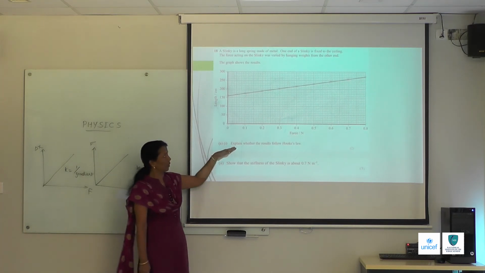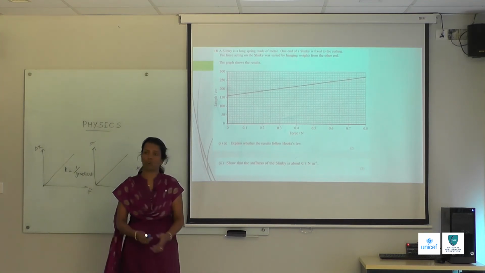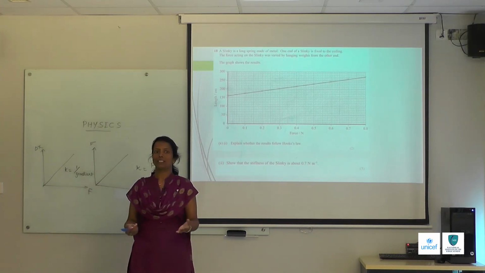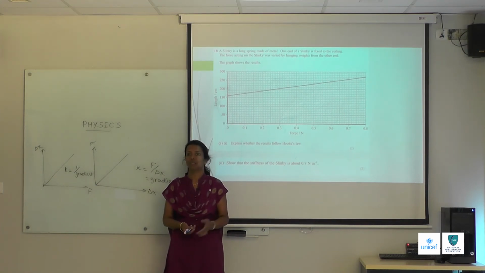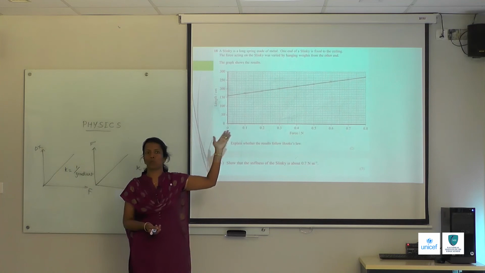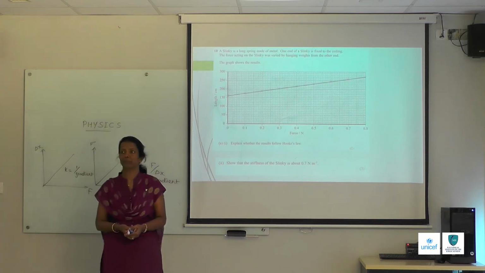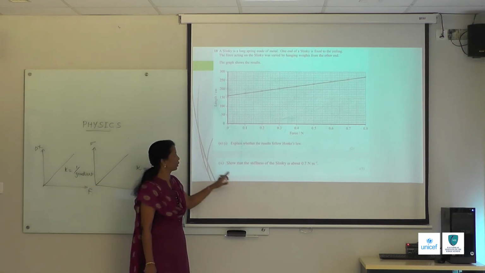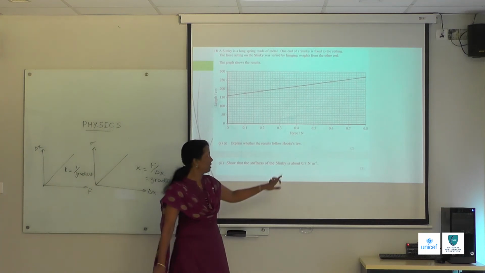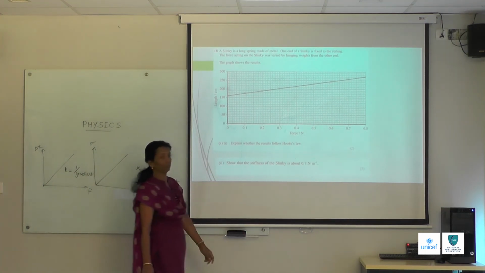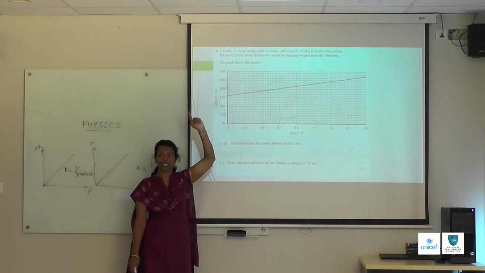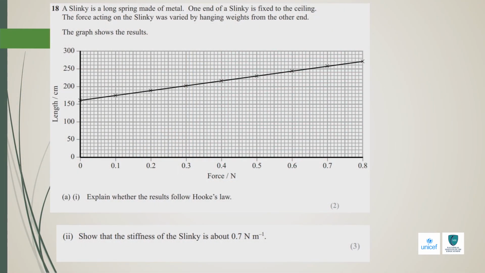Now in this case, the first part of the question you could see: explain whether the results follow Hooke's law. So the answer here is, it follows Hooke's law, because the graph clearly shows force is proportional to length, which means force is directly proportional to extension. But this next part of the question, for 3 marks: show that the stiffness of the sling is about 0.7 Newton per meter. Look at the graph, the length is given in centimeter, but the question asks for 0.7 Newton per meter. So you need to convert the length to meters.